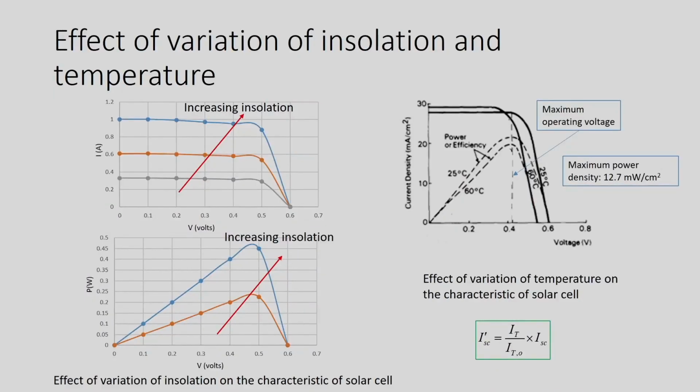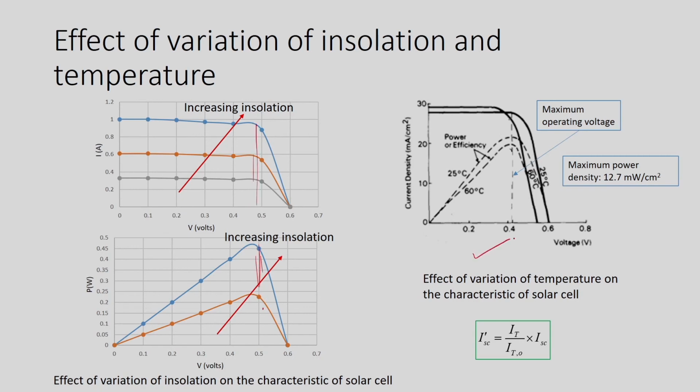Now, here it shows the variation of insolation: as insolation increases, how this characteristic curve changes. Also, this power versus voltage curve changes. We can see the shift of the maximum power point if we trace it from here.